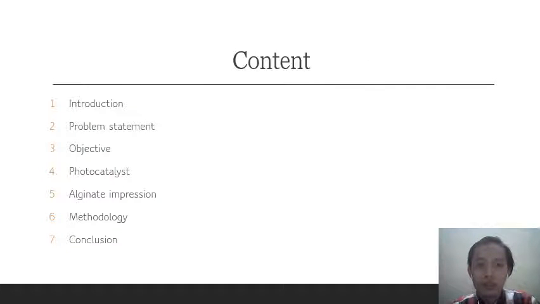So today I would like to present my introduction, my problem statement, the objective of my research, the photocatalyst that I use in my research, the alginate impression material, the method that I use to prepare and synthesize my project, and the conclusion.